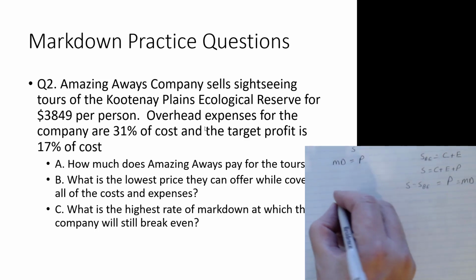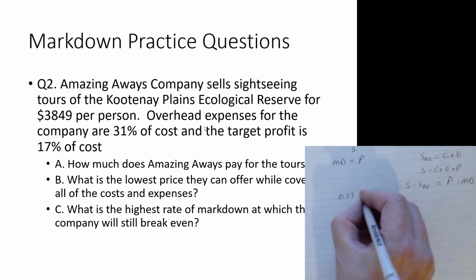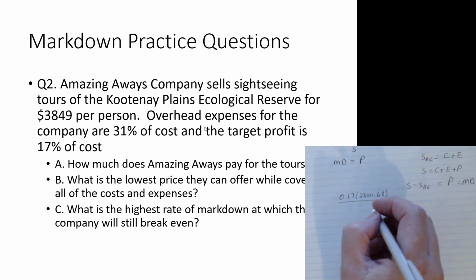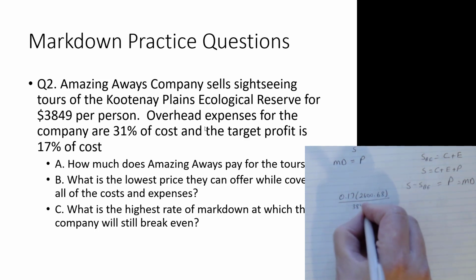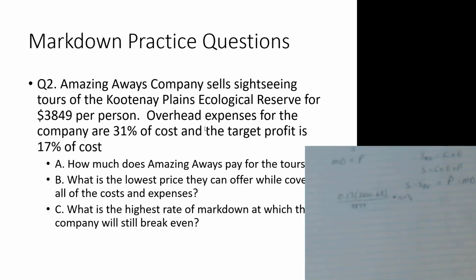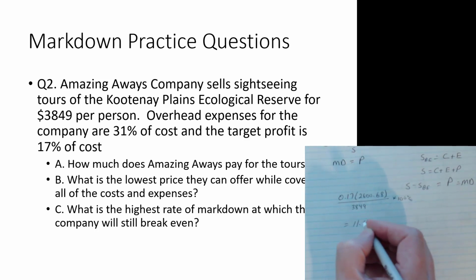So we can then calculate this as being P, which is 0.17 times by the cost, right, of $2,600.68, divided by the original selling price of $3,849. We express that as a percentage, and bada boom, bada bang, we've got our answer. 11.49%. Okay, so that's the amount we can mark this down and still at least break even.